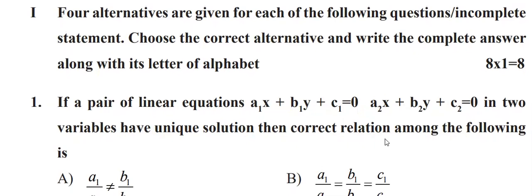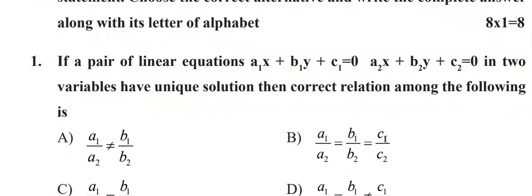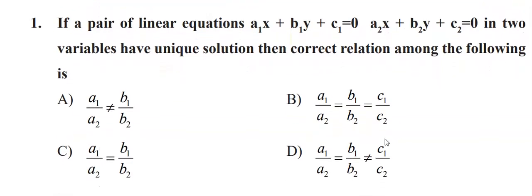Okay. First main, 4 alternatives are given for each of the following questions or incomplete statements. Choose the correct alternative and write the complete answer along with its letter of alphabet. 8 into 1 is equal to 8. Total we have 8 questions. Each carries 1 mark. Total is 8 marks. First question. If a pair of linear equations a1x plus b1y plus c1 equals 0, a2x plus b2y plus c2 equals 0 in two variables have a unique solution, then the correct relation among the following is.